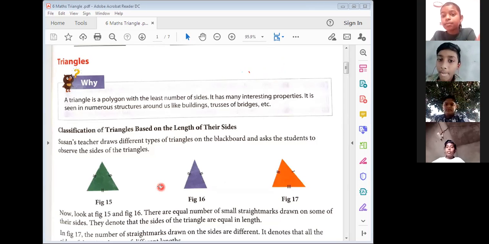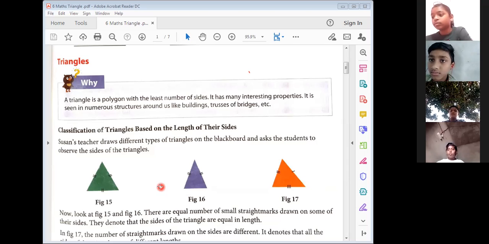So I think I'm not supposed to tell about the triangle. You all are knowing about the triangle. Today we are going to study that. Today we are going to classify the triangle based on the length of their sides. एक तरीके से कह सकते हैं types of triangle you can say. There are many triangles. Acha, how many sides are there?